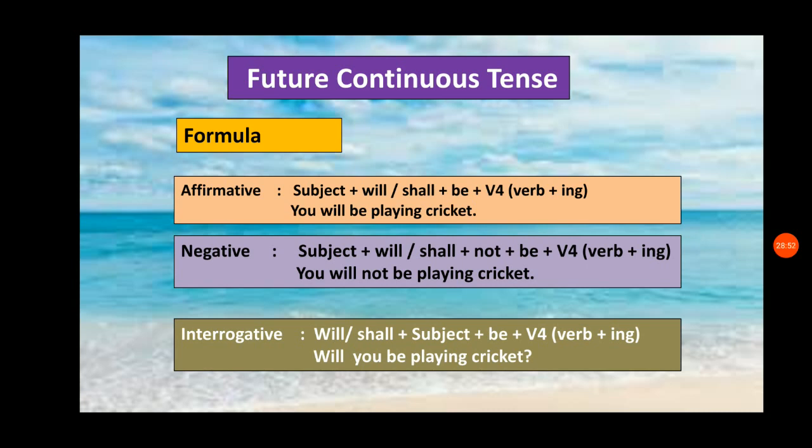In the negative form, we can just add not after the auxiliary will or shall. You will not be playing cricket. நீ cricket விளையாண்டு கொண்டு இருக்க மாட்டாய். Interrogative sentence. So take either one of the two, will or shall, to the beginning, before the subject. It becomes interrogative. So, will subject plus be plus verb ing, or shall subject plus be plus verb ing. Will you be playing cricket? நீ cricket விளையாண்டு கொண்டு இருப்பாயா? That is the meaning.